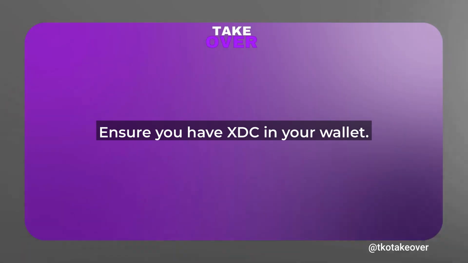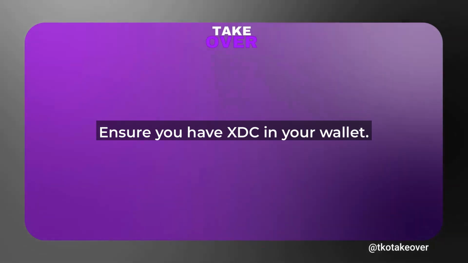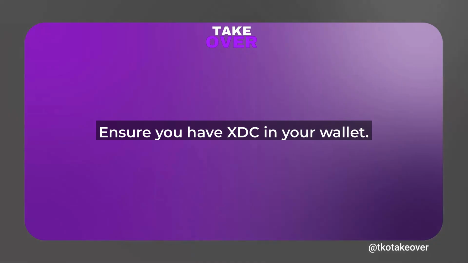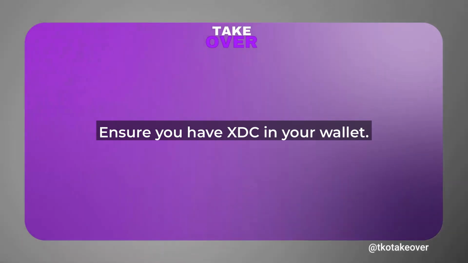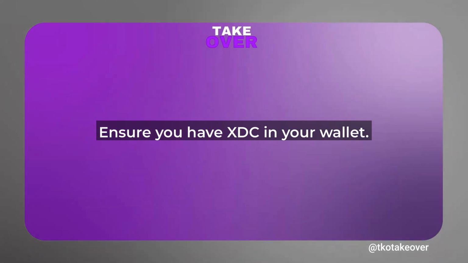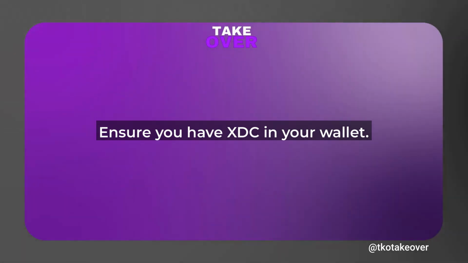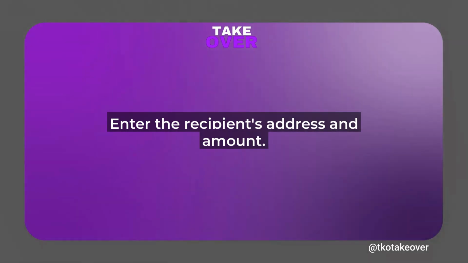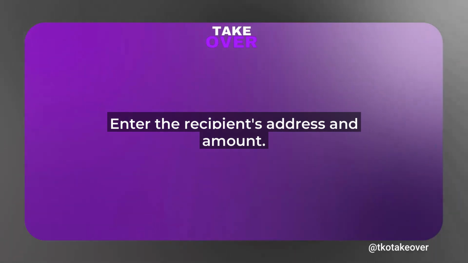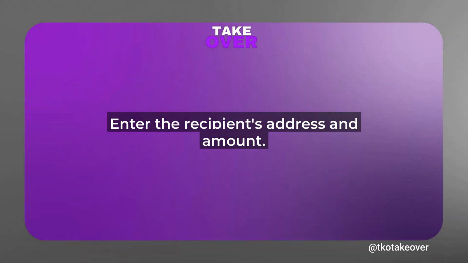Now that your network is added, ensure you have some XDC in your wallet. If you don't, you might need to buy it from an exchange and transfer it over. Next, open MetaMask and switch to the XDC network. Click on the Send button. Then enter the recipient's XDC address. Remember, crypto addresses are case sensitive, so copy-paste carefully to prevent sending to the wrong place.